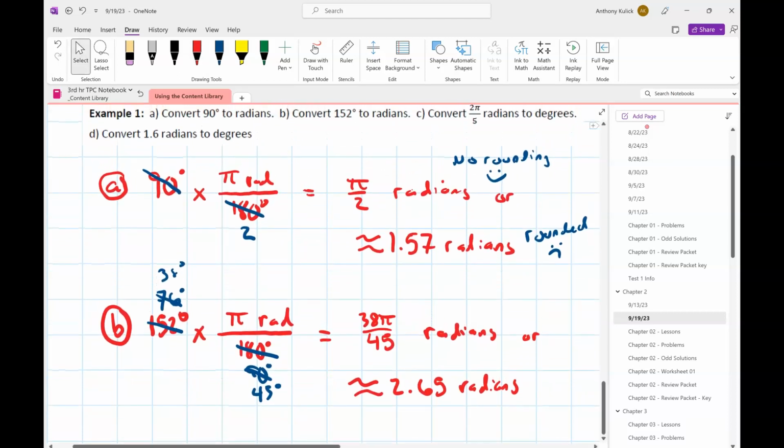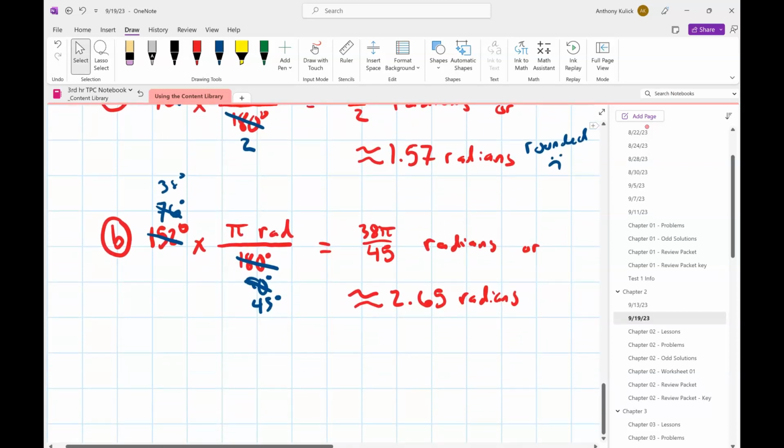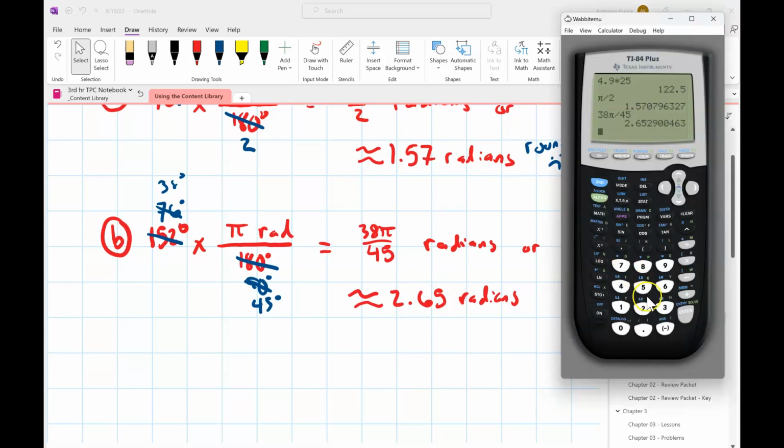Do you know how to reduce fractions on your calculator? I did that reducing by hand. You can do it on your calculator, though. You want to see?